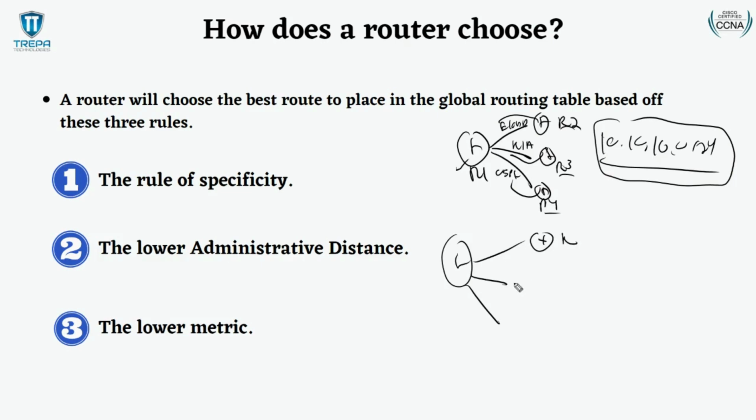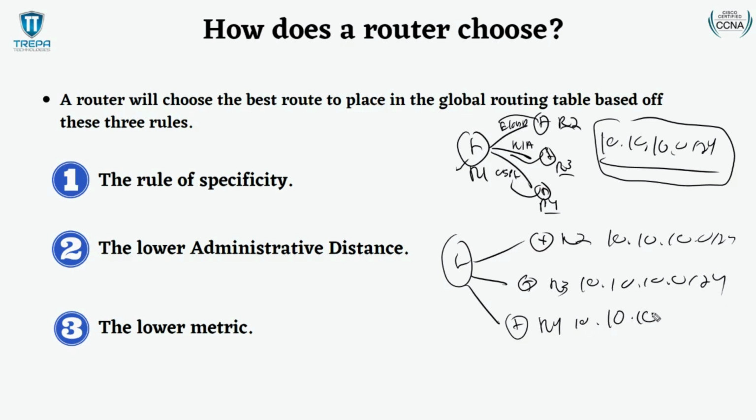Now, let's switch it up a little bit. We still have our neighbors. And let's say R2 knows about 10.10.10.0/27. R3 knows about 10.10.10.0/24. And R4 knows about 10.10.10.0/25. Again, this one's an OSPF link. This is a RIP link. And this is an EIGRP link. Actually, let's change that. Let's make RIP up top and EIGRP right here.